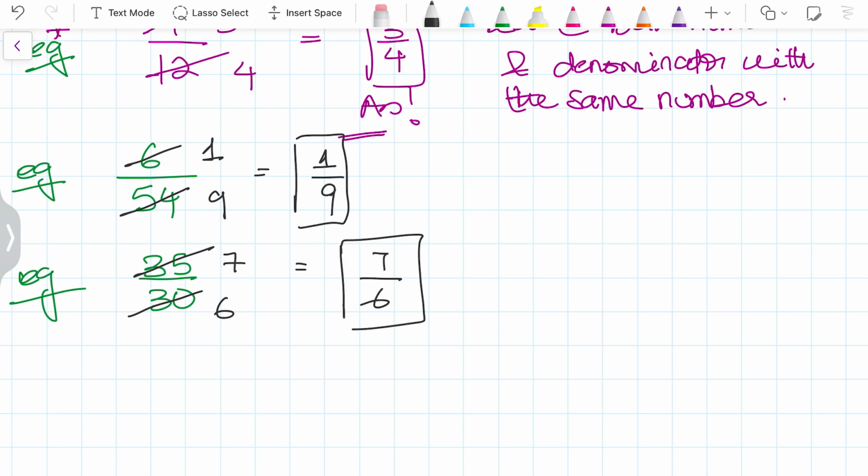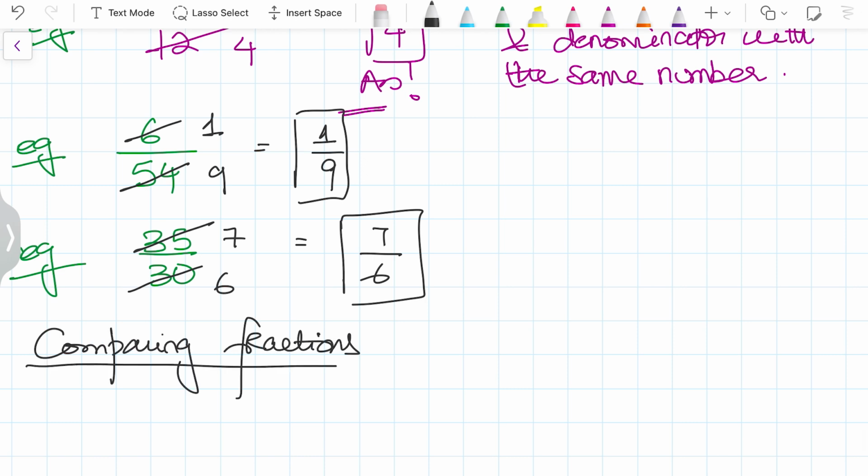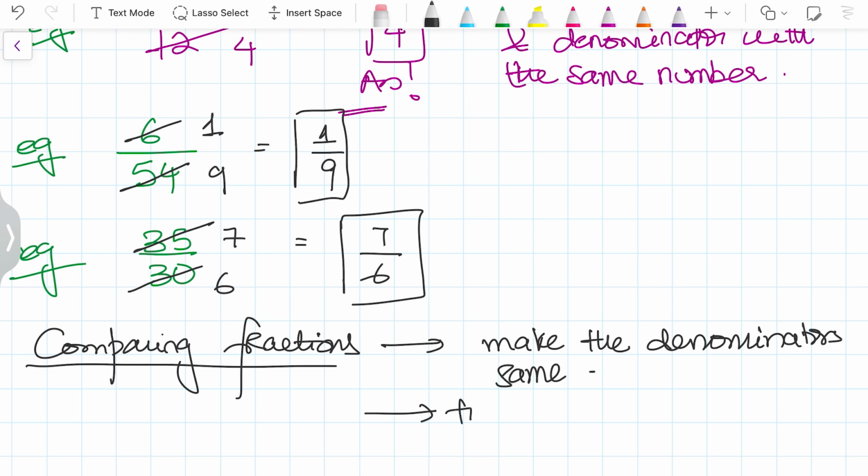Now the next is, how do we compare fractions? We can only compare fractions when we make the denominators the same. Then the numerators can be compared.